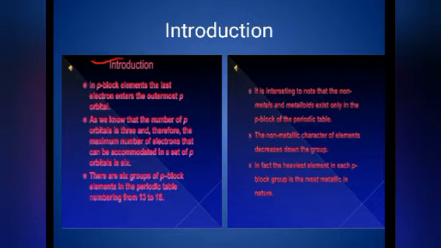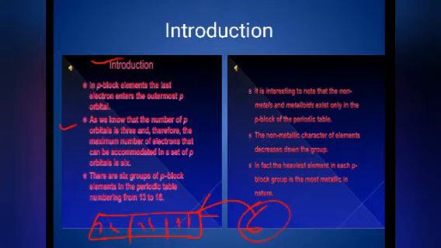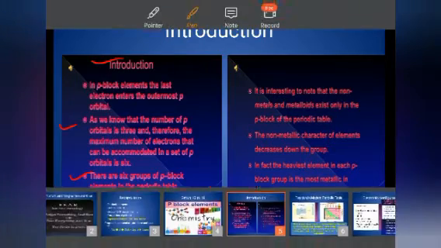Introduction of P block. In P block elements, the last electron enters the outermost P orbital, as you know. The number of P orbitals is 3, and therefore the maximum number of electrons that can be accommodated in a set of P orbitals is 6. In each orbital 2 electrons will lie, so in this way a total of 6 electrons can be accommodated in P orbitals. So there are 6 groups of P block elements in the periodic table, numbering from group 13 to 18.